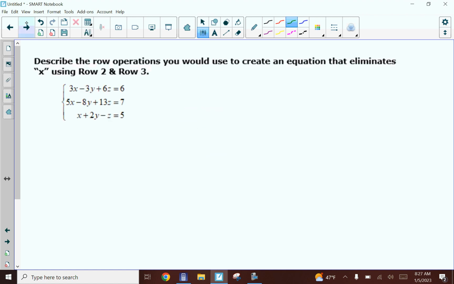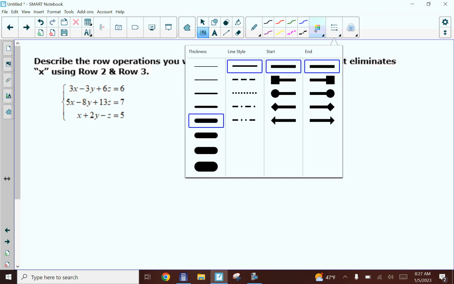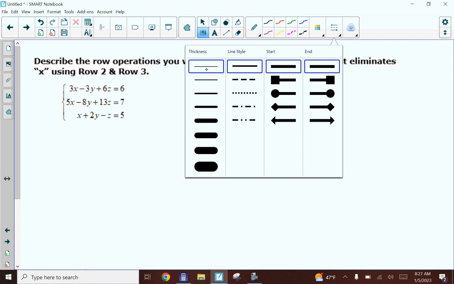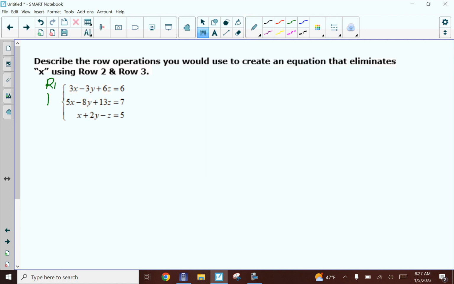So what they're going to tell us to do is they're going to tell us to focus on some specifics up here, up above. It says, describe the row operations you would use to create an equation that eliminates x using row 2 and row 3. So first, let's talk about the rows. This is row 1, this is row 2, and this is row 3.